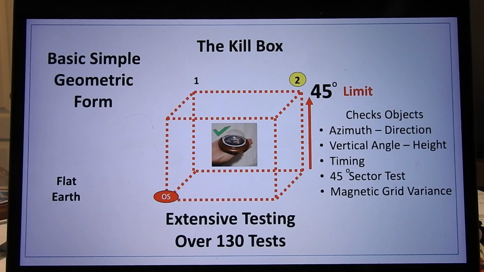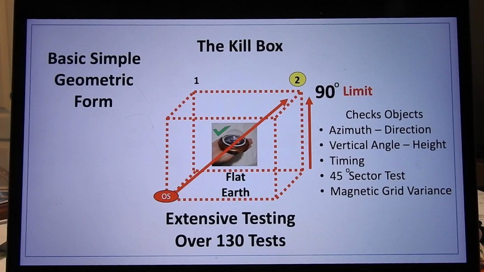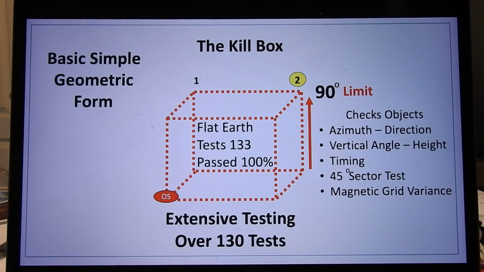When we put the flat Earth model into the kill box and we test the flat Earth model, applying the same methodology, we find that what? We find that the flat Earth model easily passes. And this is the standard: 100% out of 133 tests, 100% pass rate. That is the standard, 100% pass rate. That's what you want. This is how we can exclude the one model.